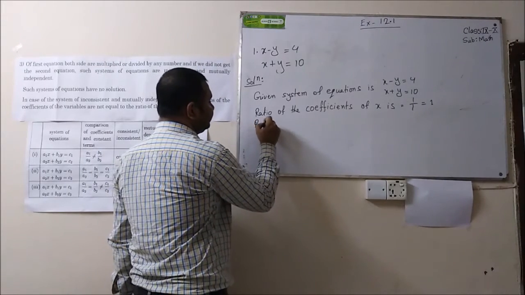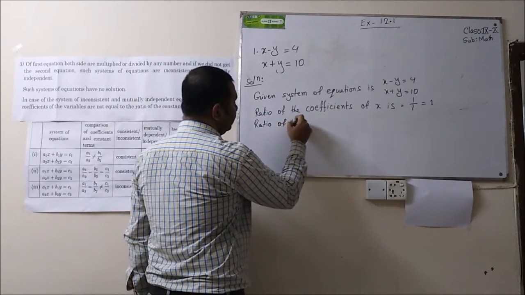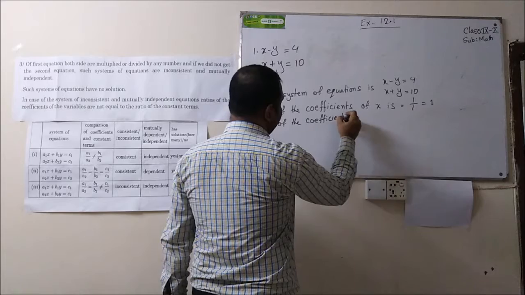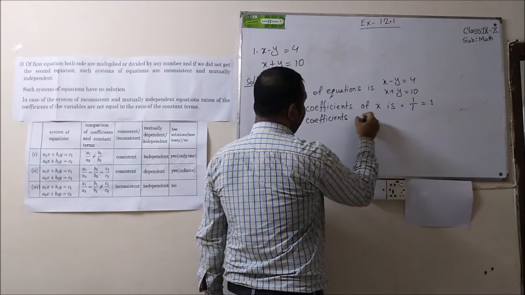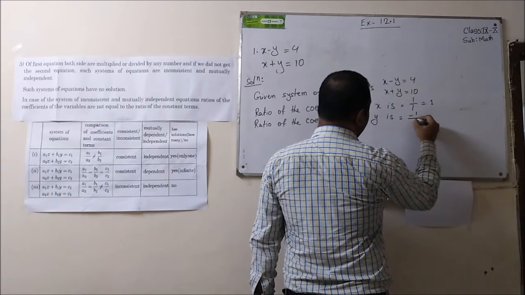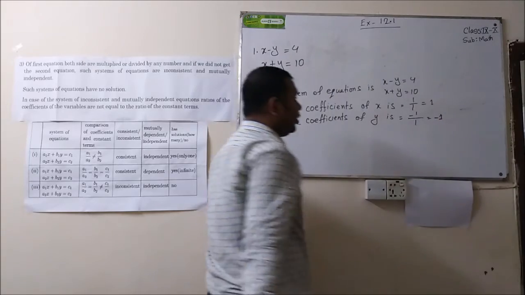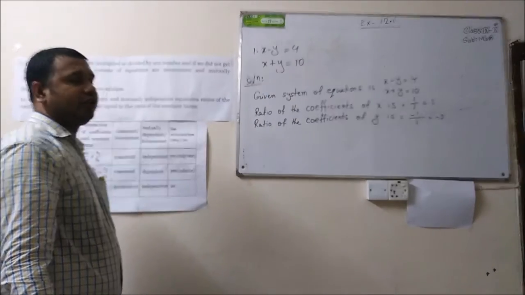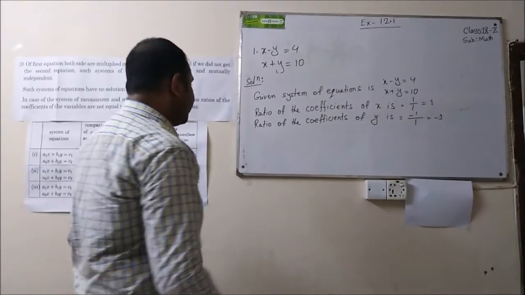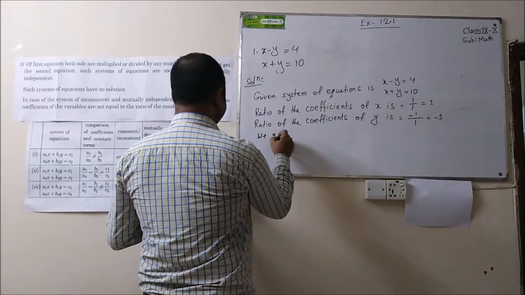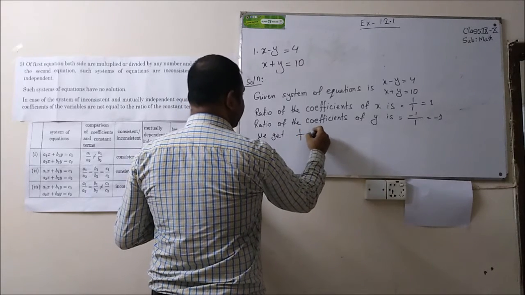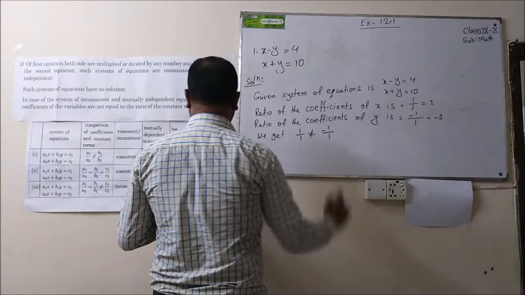So the ratio of the coefficient of y is minus 1 by 1, that equals minus 1. So you can see the ratio of the coefficient of x and the ratio of the coefficient of y are not equal. So we get 1 by 1 is not equal to minus 1 by 1.